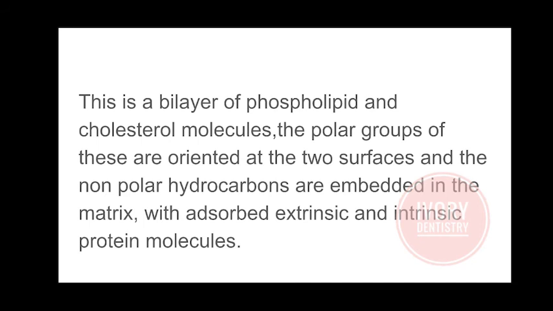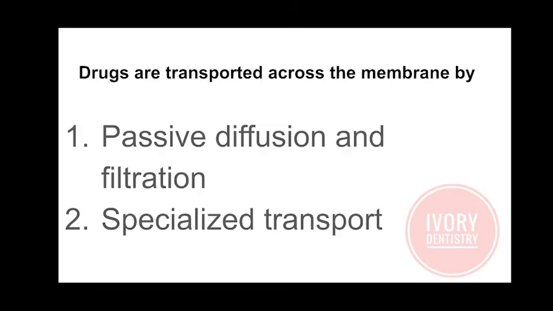What is biological membrane? This is an important 2-mark question. This is a bilayer of phospholipid and cholesterol molecules. The polar groups of which are oriented at the 2 surfaces and the non-polar hydrocarbons are embedded in the matrix with adsorbed extrinsic and intrinsic protein molecules. How are drugs transported across the membrane? Passive diffusion, filtration, and specialized transport.